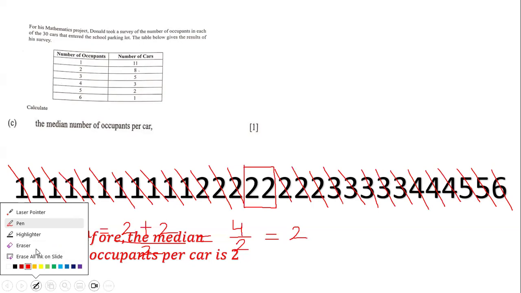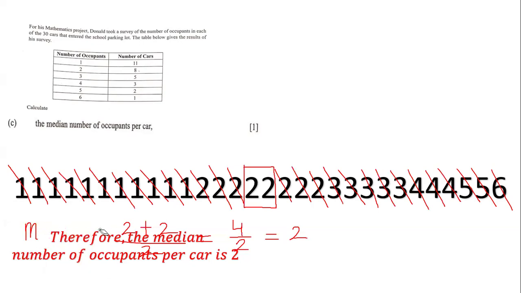So the median, right? Let me erase all this. So what do we do to find the median? Well, we found the 2 numbers that were in the middle. In this case, there are 2 numbers in the middle. Sometimes there's 1, but in this case, there's 2. Then we found the average of those 2 numbers. So we add them and then divide by 2. And so therefore, the median number of occupants per car is 2. And that's the answer to this question.